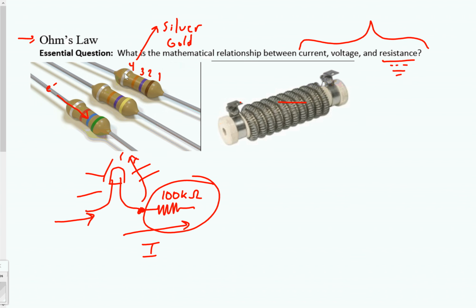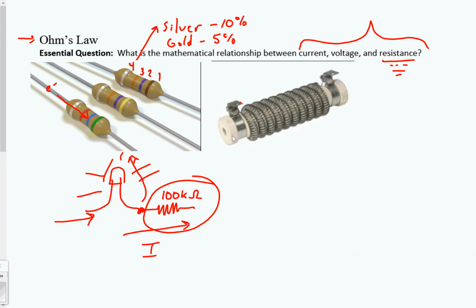But this silver or gold is what's known as a tolerance. So the silver band tells you that whatever the first 3 bands say this resistor is, the silver band says we guarantee this to be within 10%. The gold band, on the other hand, and these don't have gold, but sometimes you'll see gold, represents 5%. So it guarantees within 5% to have that value.